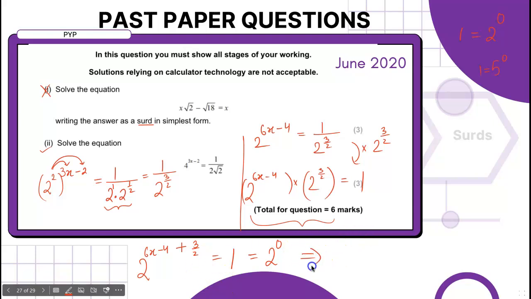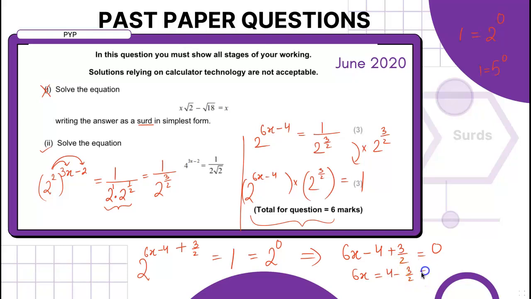So from here, equating same bases, we can equate the indices. So that is going to be 6x minus 4 plus 3 halves, that is equal to 0. Okay, we have to find out the value of x. So 6x is going to be 4 minus 3 halves. So 8 minus 3, that is 5 over 2.